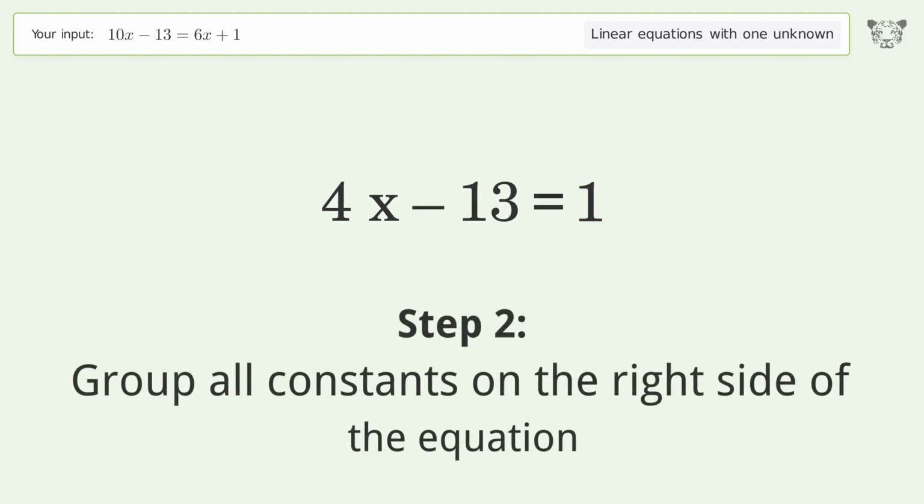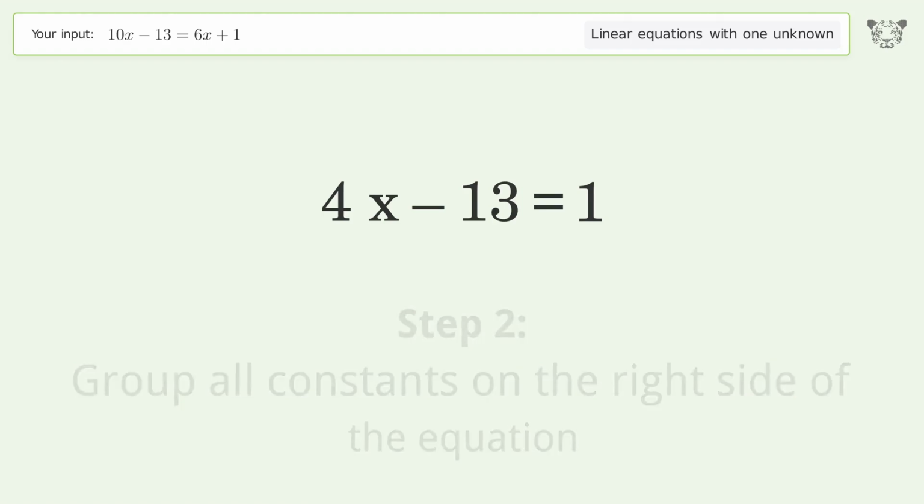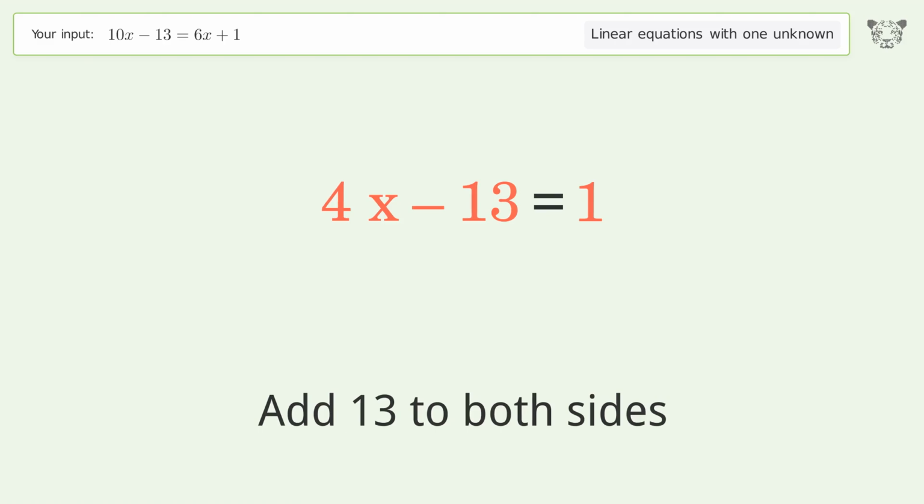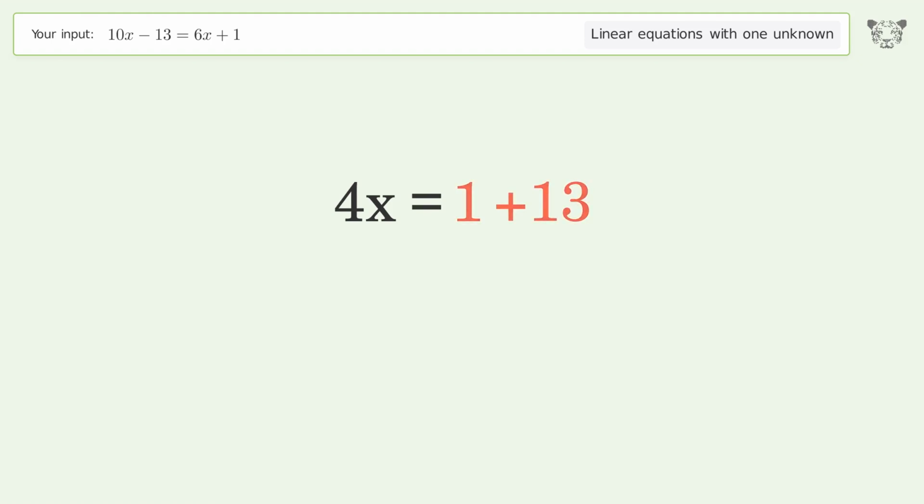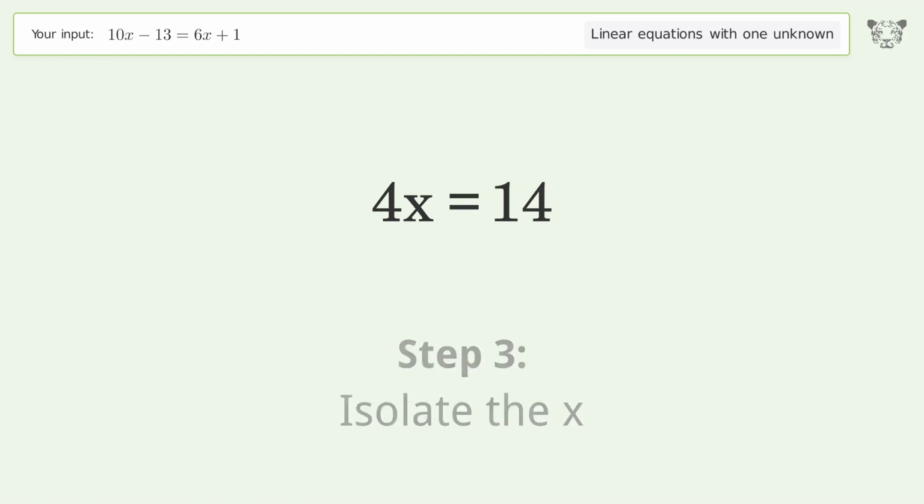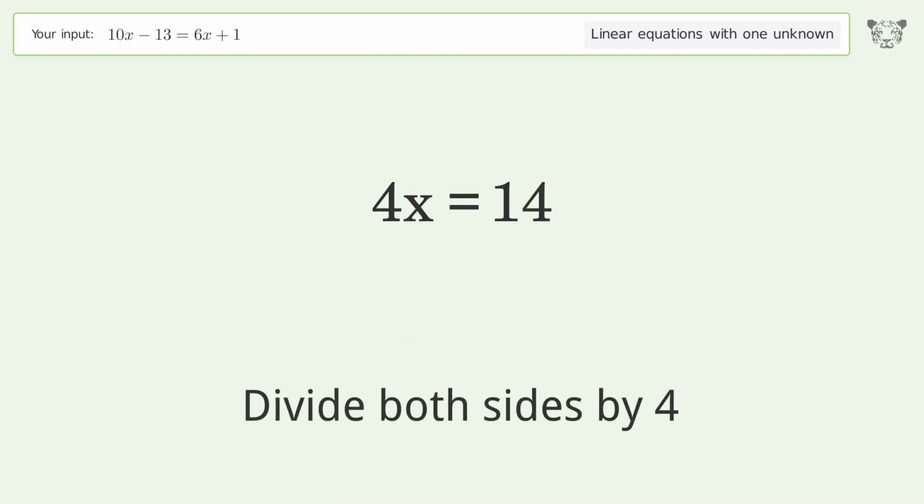Group all constants on the right side of the equation. Add 13 to both sides. Simplify the arithmetic. Isolate the x. Divide both sides by 4.